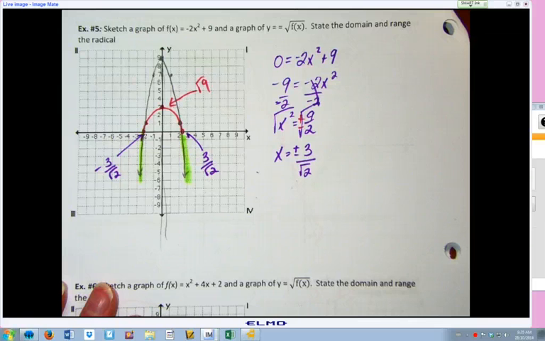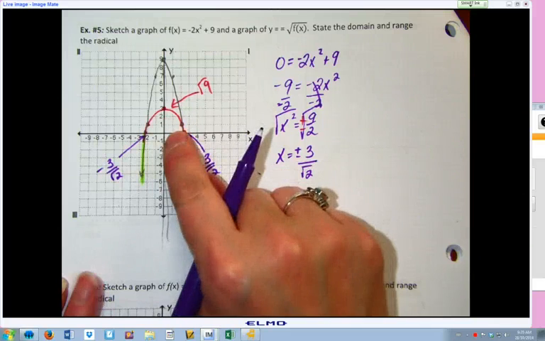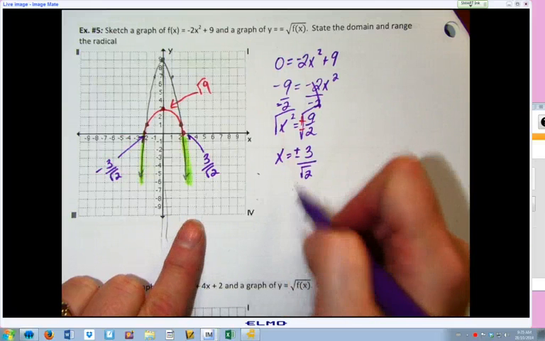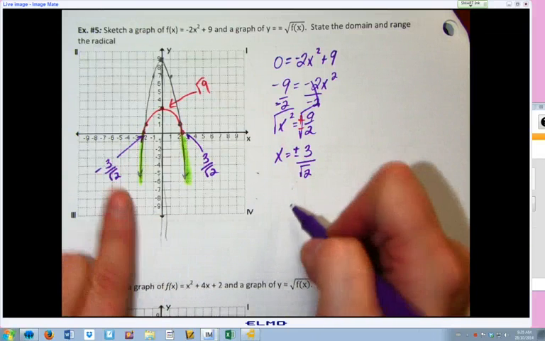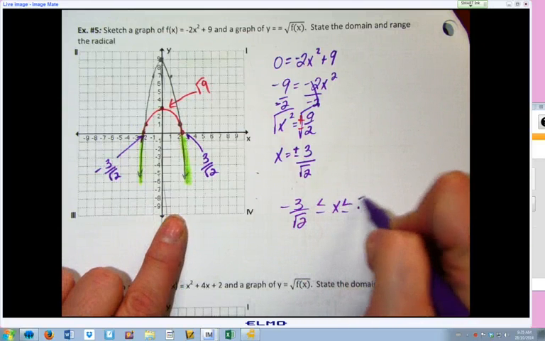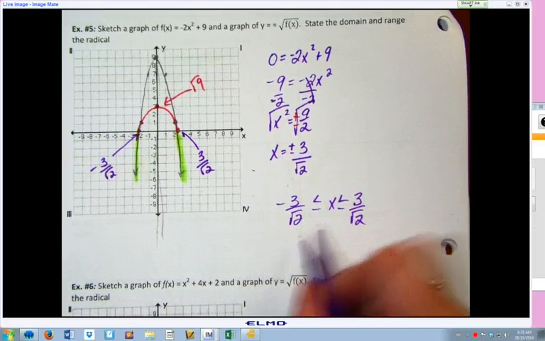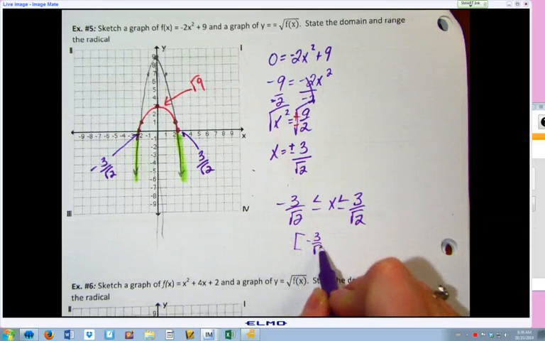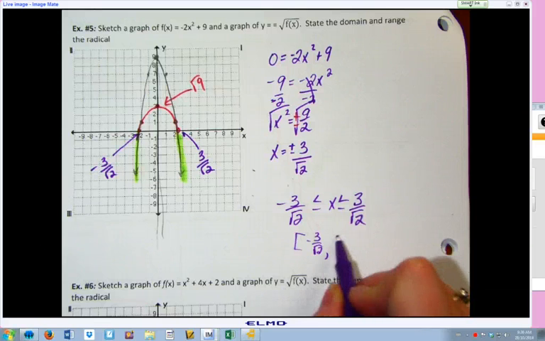Well, what does that do for the domain? Why does that help us? Well, what we need to say is all the points between. So how do we say between mathematically? That's "and". It would be negative 3 over root 2 is less than or equal to x is less than or equal to 3 over root 2. There's how we say between. If you like the other notation, it would be negative 3 over root 2, comma, 3 over root 2. There you go.